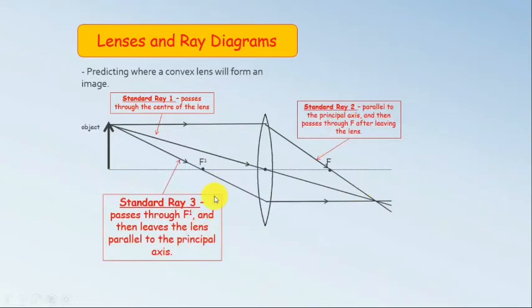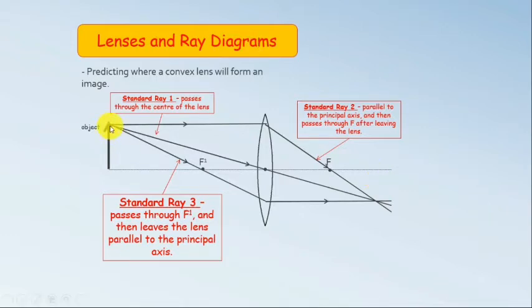Third ray, the opposite of the second ray. How? From the top of the object, passing through the principal focus here, then after the lens, it will become parallel to the principal axis. Okay, because these three rays you have to memorize them. To know how to draw a ray diagram, you have to memorize them.